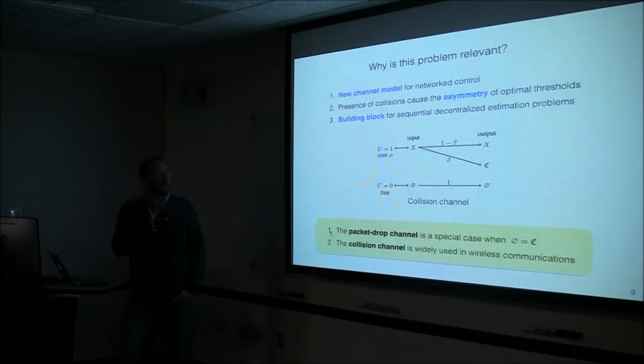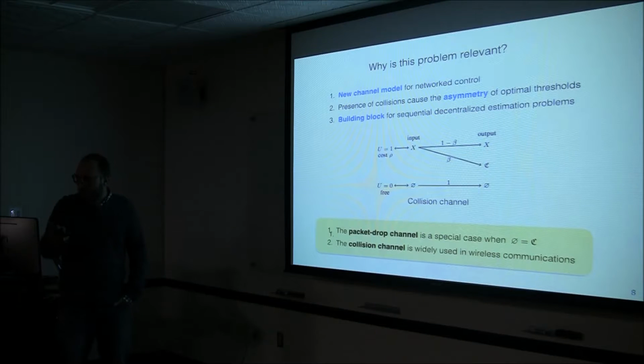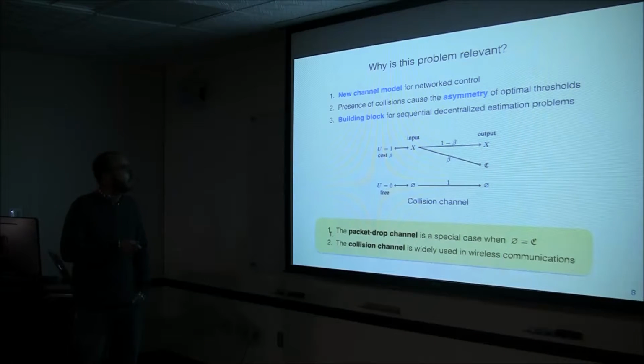Why is this problem relevant? Well, it's a very simple, canonical problem, okay? But this problem is important because it introduces a new channel model for network control and estimation. No one had defined this kind of channel precisely in the literature. So this is the first contribution.